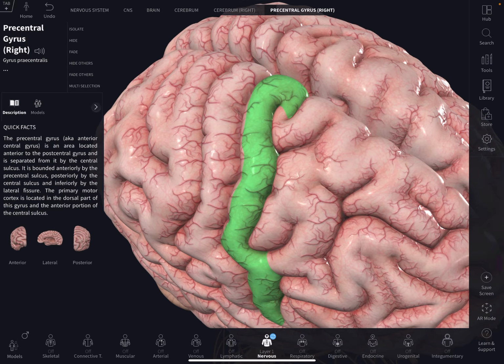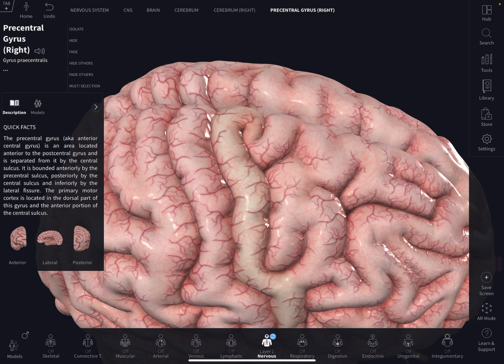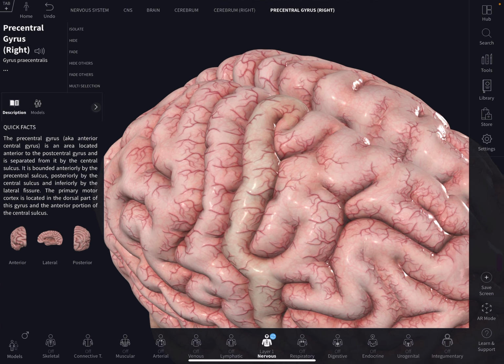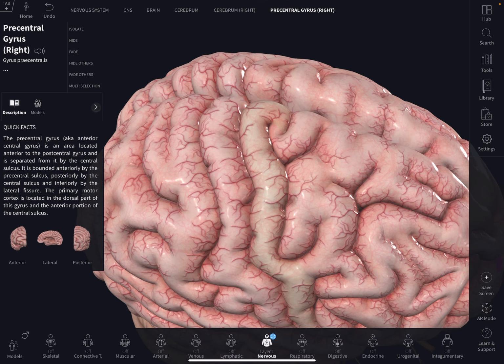Now, the other thing to know about this homunculus is it's not evenly weighted. Some parts of your body get more brain area to deal with. Think about your face, around your mouth, your hands. They need a lot of fine control, so more brain real estate is dedicated to them. Okay, so that is the precentral gyrus.